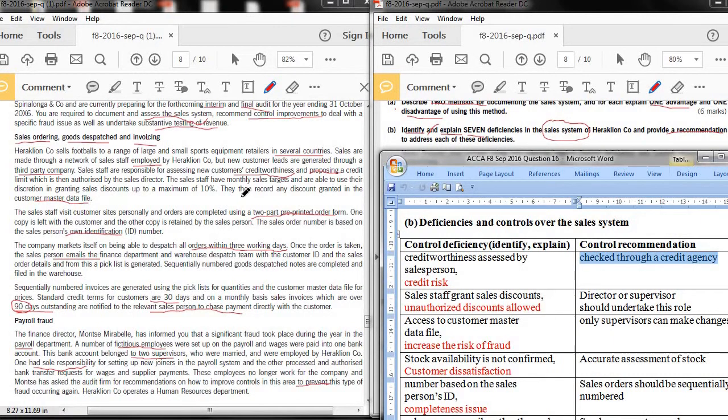Second one, see the sales staff are granting the discounts. Maybe they are giving unauthorized discounts to increase their sales. So the recommendation is that directors or supervisors should undertake this role.